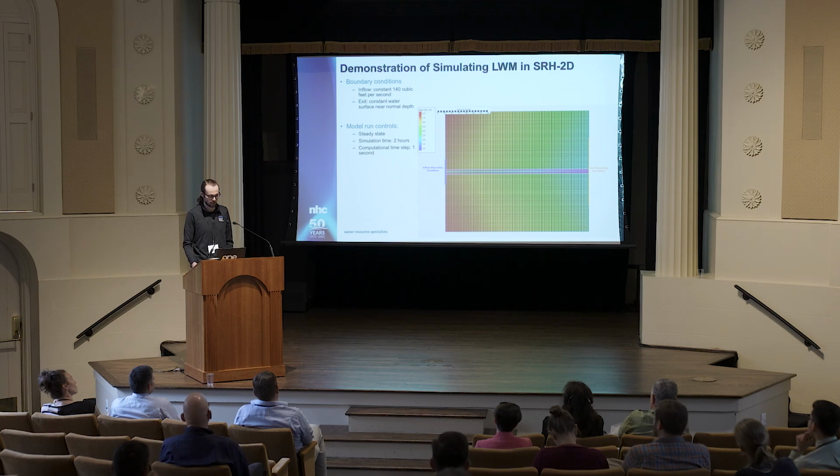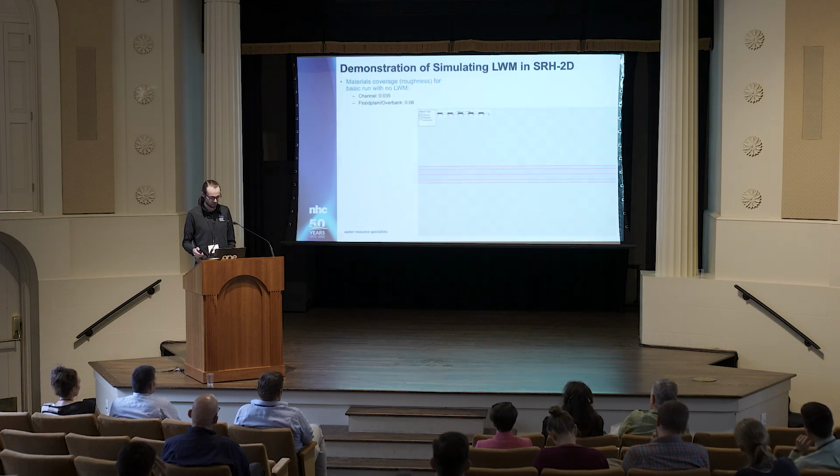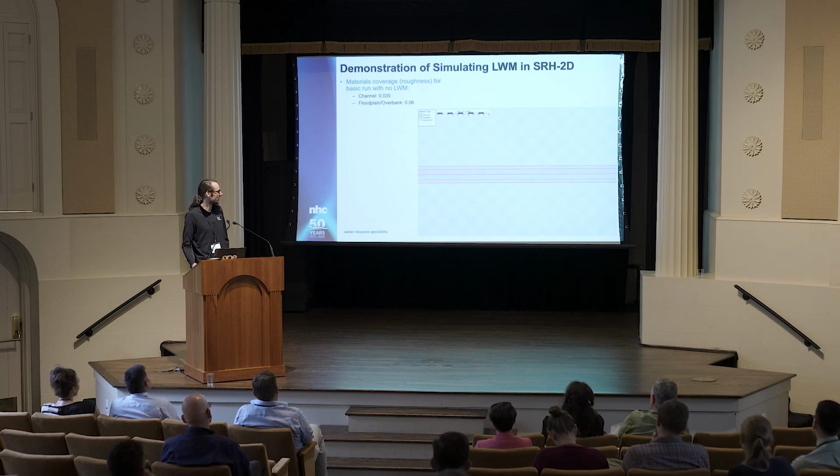I did some sensitivity on that to make sure the results weren't affected in the center of the mesh, which is where you'll see the wood that gets put into this model is at. This is what just the basic materials coverage looks like. Very simple, just the channel and a floodplain value. So 0.035 in the channel, 0.06 for the floodplain is what I chose.